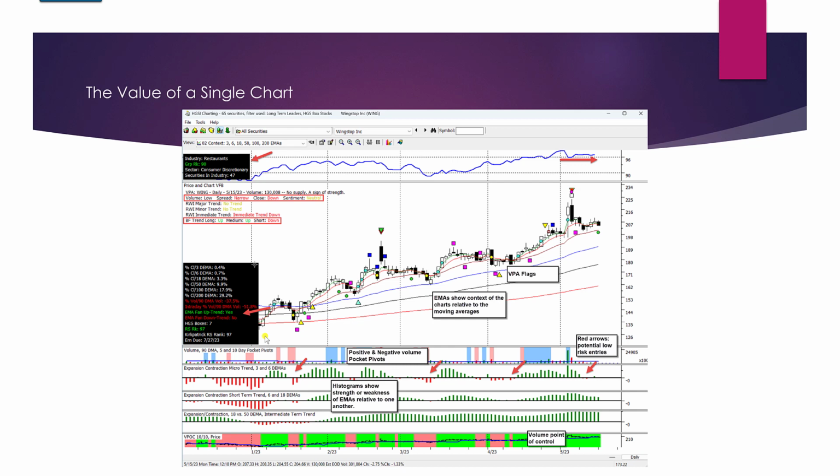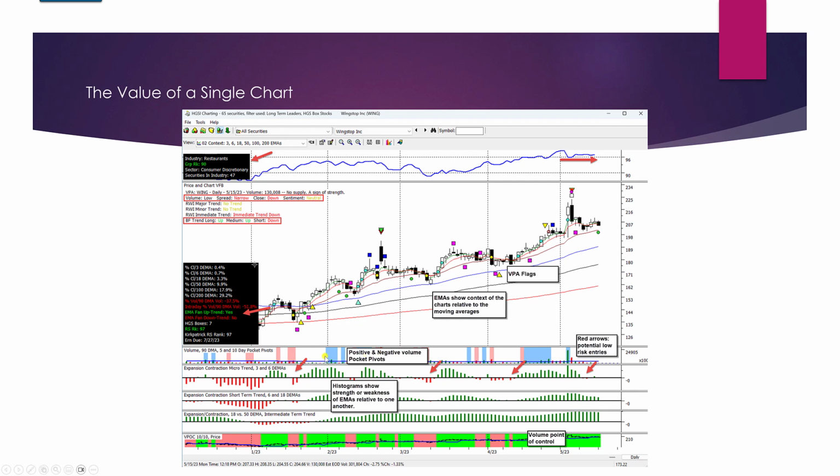By the way, the relative strength is probably the most important indicator that we can use, much more so than anything else, just to show us the relationship of a security relative to the other stocks in the database. And then the earnings due is here. You can see earnings are out of the way because of this move right here.